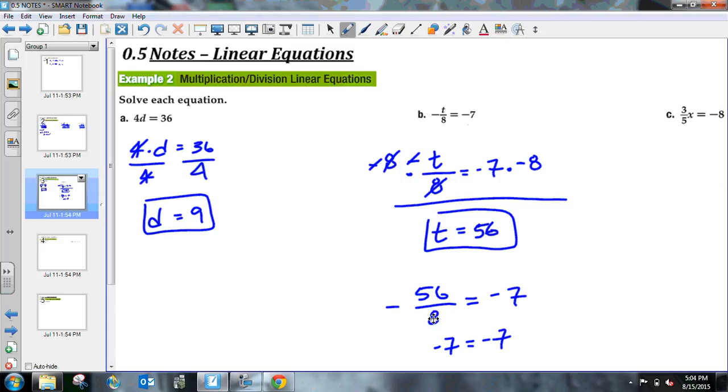Negative 56 divided by 8 gives me negative 7, and that's equal to negative 7. So that's true. All right, now this last one's a little tricky. I'm going to rewrite it over here. I'm going to say 3/5 times x is equal to -8.